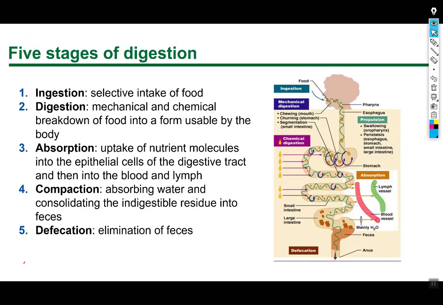You need that water to be able to digest your food. And then, of course, whatever's left over after you use up all the nutrients and take back all the water, that is what is eliminated as feces.